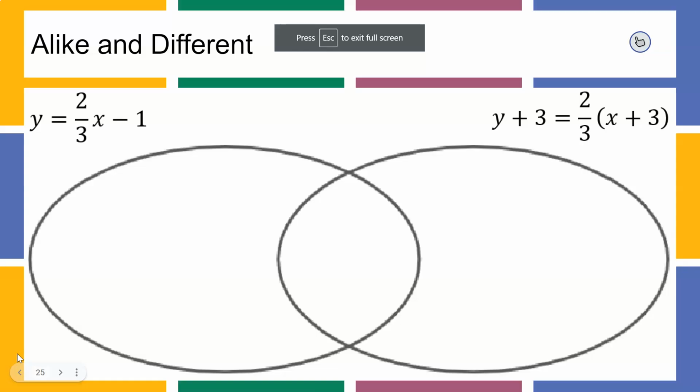You may need to take out your writing equation notes from last week to remember how we solve something like this. But I want you to find how they are alike and how they are different. I'll give you 3 to 5-ish minutes to do that, and then we'll come back and talk about it, and then we'll start our notes for today. Start with differences. How is this one different than that one?